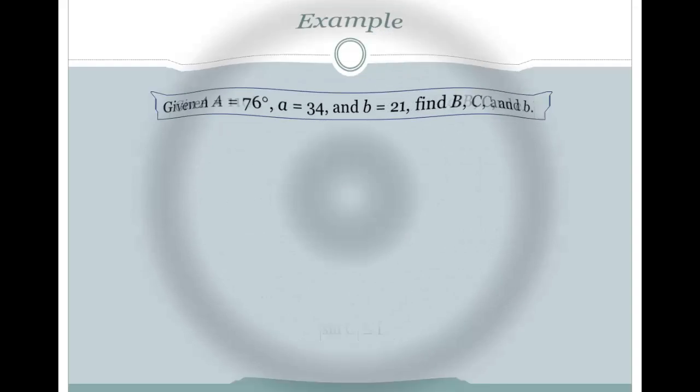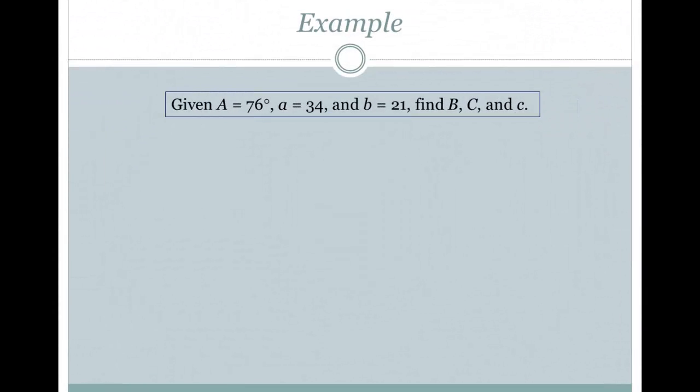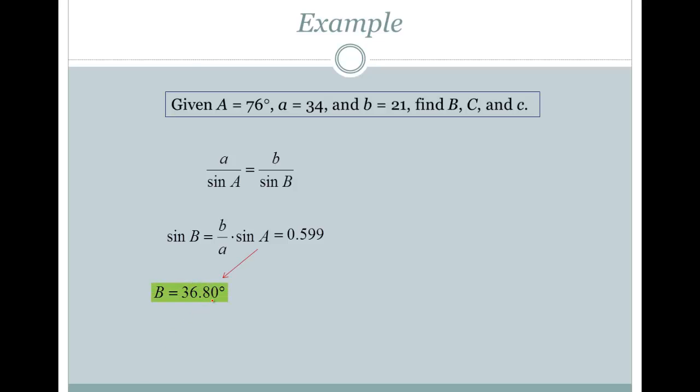Okay? Let's look at another one. I'm given angle A again is 76, and I'm given side A and side B, and I want to solve for the other sides and the other angles. Again, I have to be aware that I could have an ambiguous case here. So let's go about solving the way we'd solve for sine of B first. If I do that, I solve for sine of B. I get B over A times sine of A, which gives me 0.599. And so I can use my calculator, and I can get angle B is equal to 36.8.